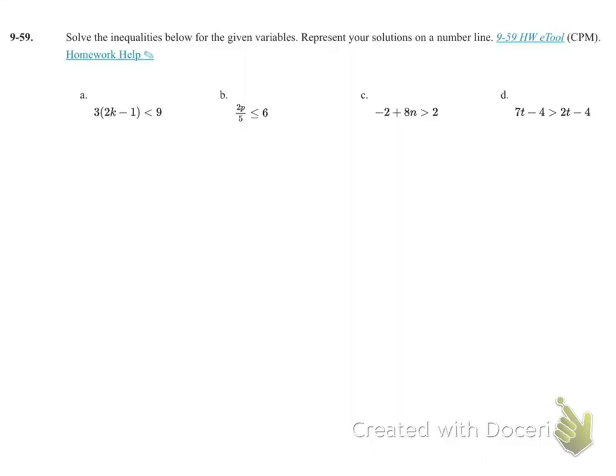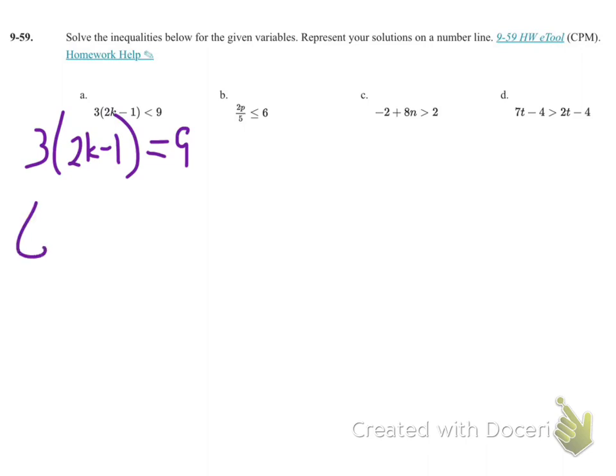Problem 59, we're taking a look at some inequalities. We want to represent them on a number line. So the first one, I want to find my boundary point by switching this to an equals symbol. So I have 3 times 2k minus 1 equals 9.